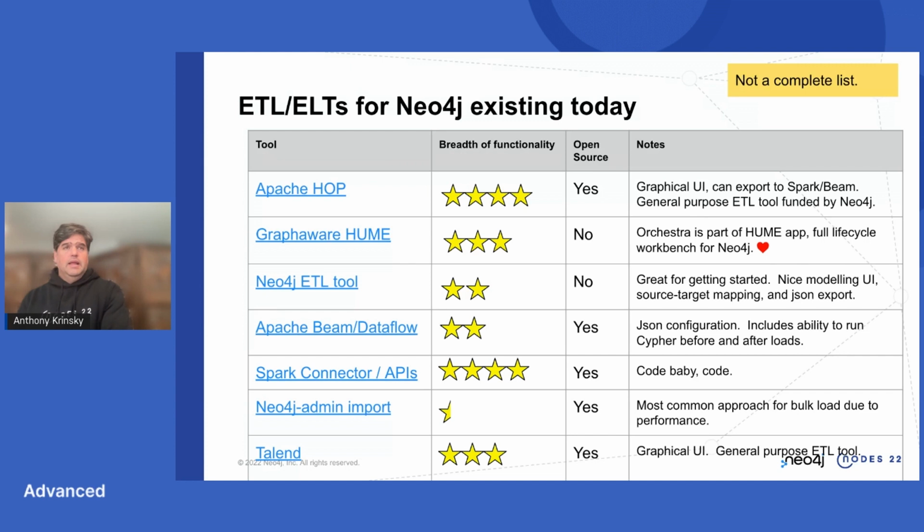GraphAware Hume is a full lifecycle workbench for Neo4j, a terrific app. Check it out if you haven't already. They do have an ETL built in called Orchestra. It's very flexible. I believe it's based on Apache Camel. High marks for those guys.